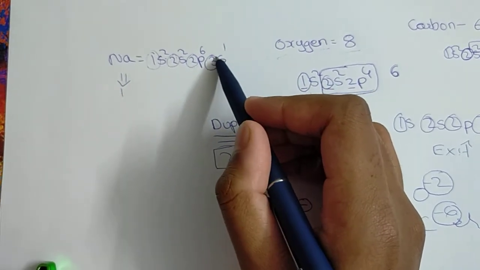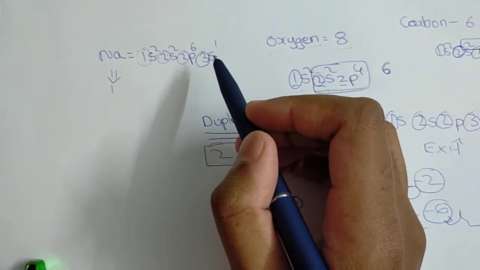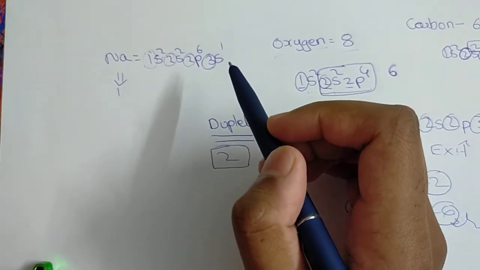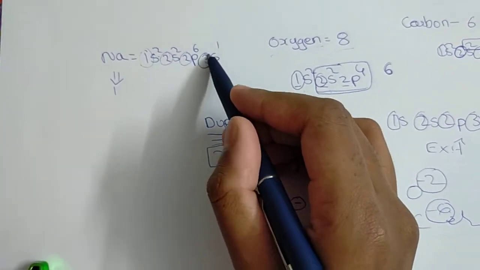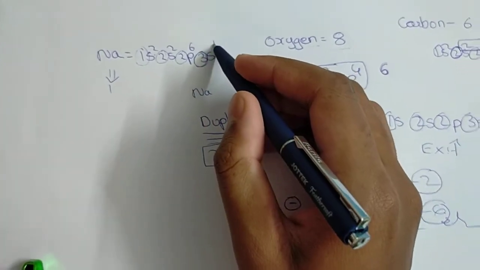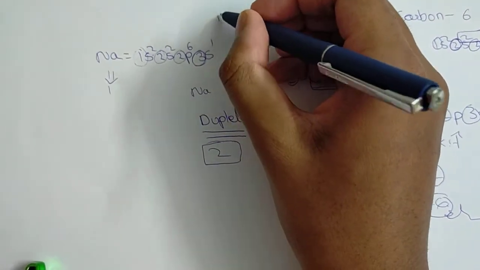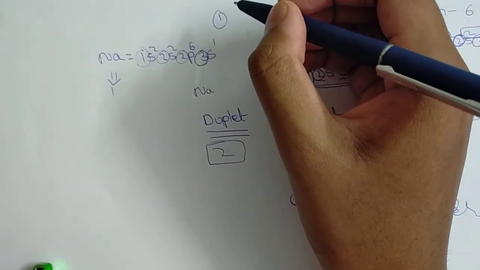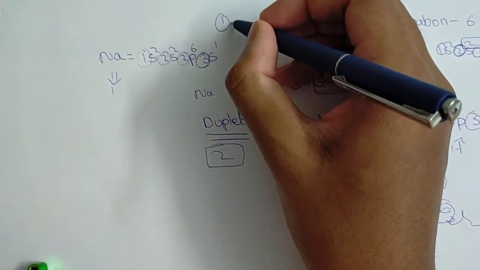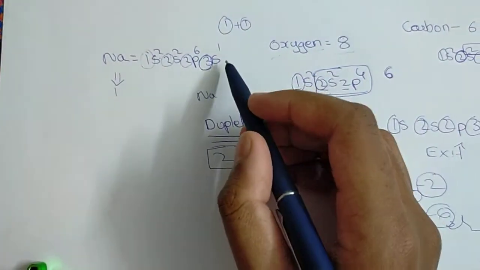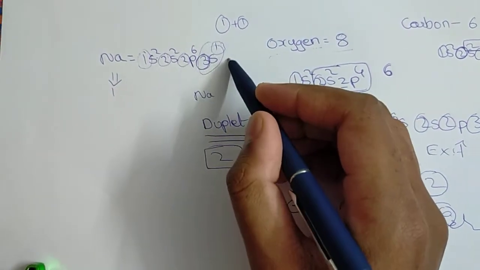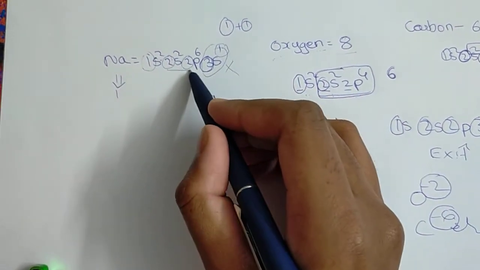The last shell is also known as the valence shell, and the electrons present in the last shell are also known as valence electrons. So this is the last shell. I'll write the symbol of sodium. How many electrons are present in the last shell? 1 electron. So to attain duplet configuration, it should gain 1 electron. Or to attain octet configuration, if it loses this 1 electron, this complete valence shell will be cancelled, and this will become the last shell.